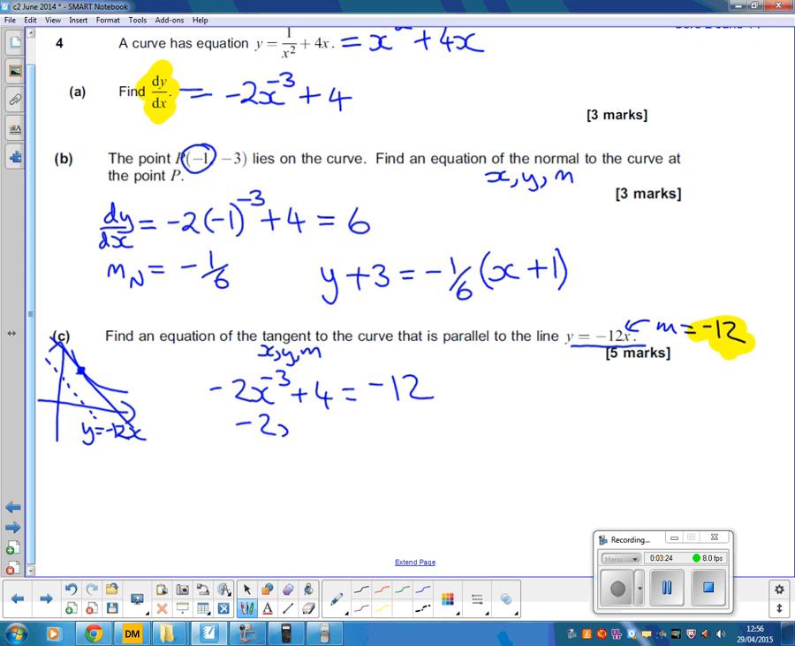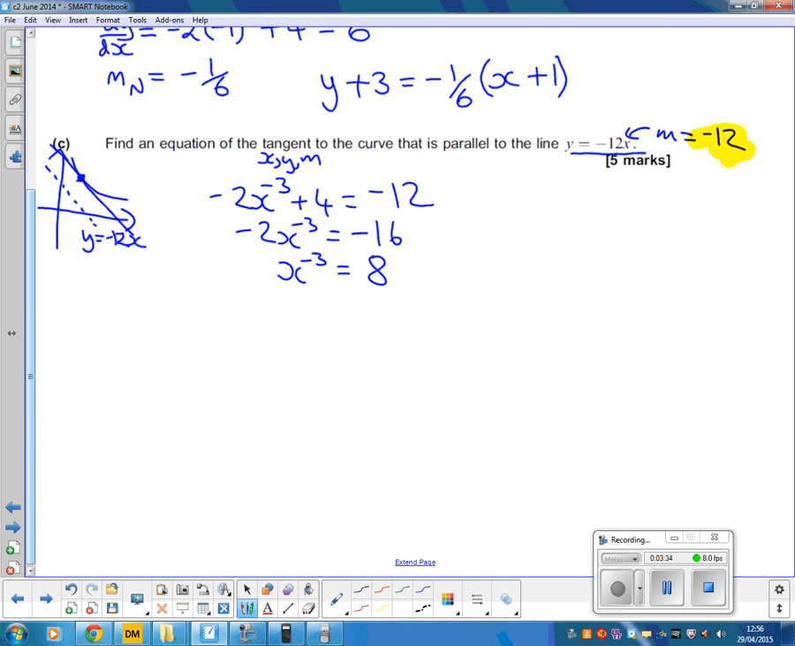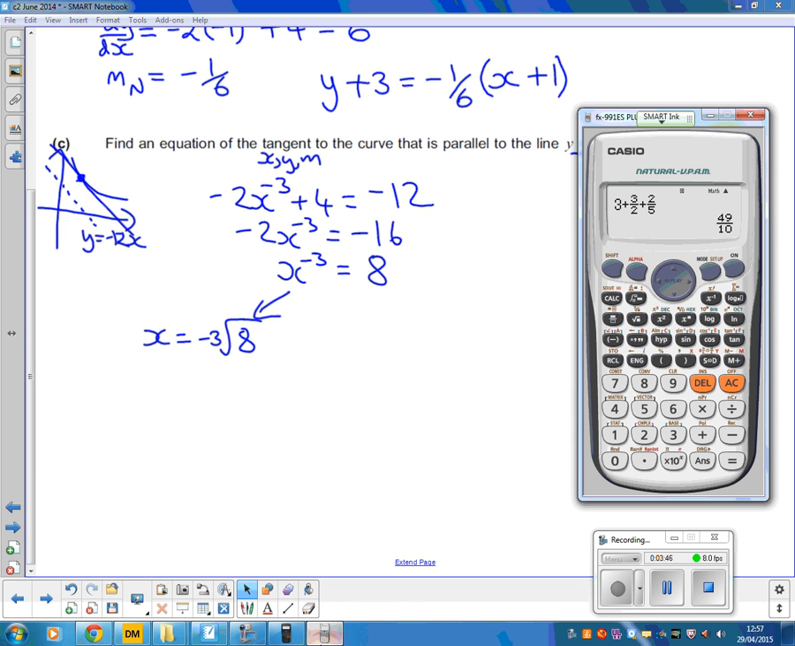So negative 2x to the negative 3 is negative 16. x to the negative 3 is negative 16 divided by negative 2, which is 8. Now you've got a couple of choices here for solving. Your calculator will do all sorts of strange roots, so if you want to, your calculator will do the negative third root of 8 for you. So using the button, negative third root of 8, and it will tell us that x equals a half.